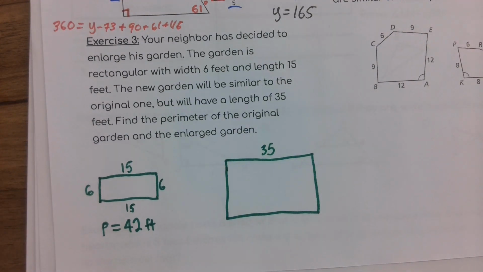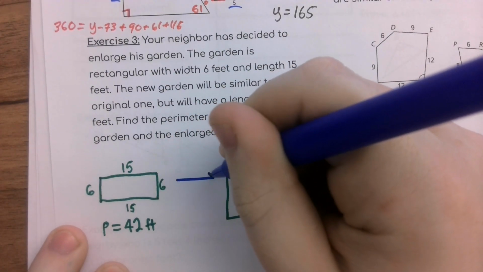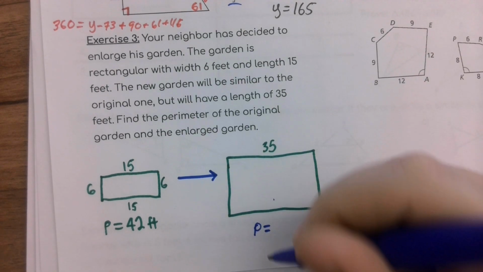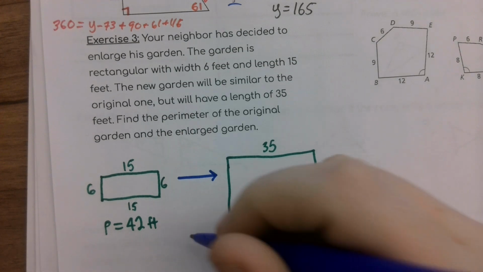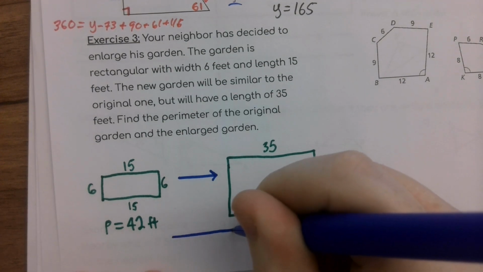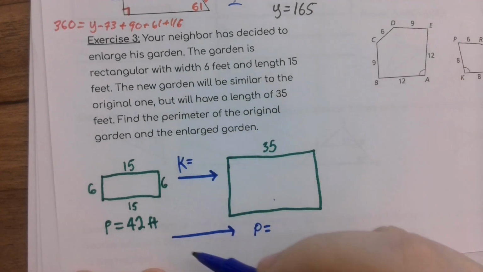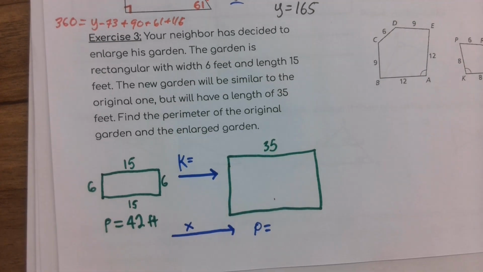That's fine. But to find the new perimeter of the new garden, we would need to know what to multiply our old perimeter by. Since the perimeters of similar polygons are scaled up by the same amount, if we can find the scale factor of the sides, we'll know the scale factor for the perimeters. It'll be the same number we multiply by.